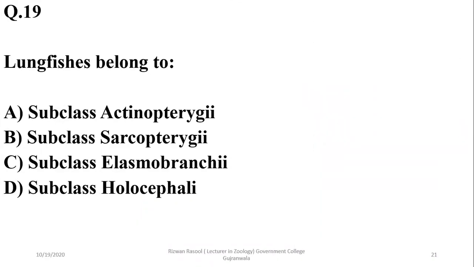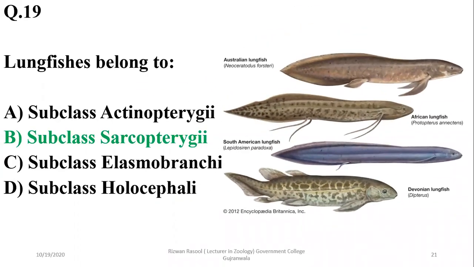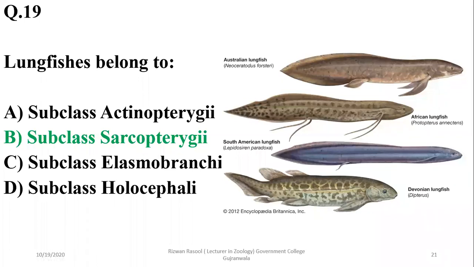Lungfishes belong to class Sarcopterygii, as you can see with some of the lungfishes, and in the next table you'll see the classification as well, that bony fishes or osteichthyes are classified as subclass Sarcopterygii or Actinopterygii. Lungfishes and lobe fin fishes belong to Sarcopterygii, while other fishes are mostly Actinopterygii, which are ray-finned bony fishes. So the right option in the previous question was Sarcopterygii, beta.